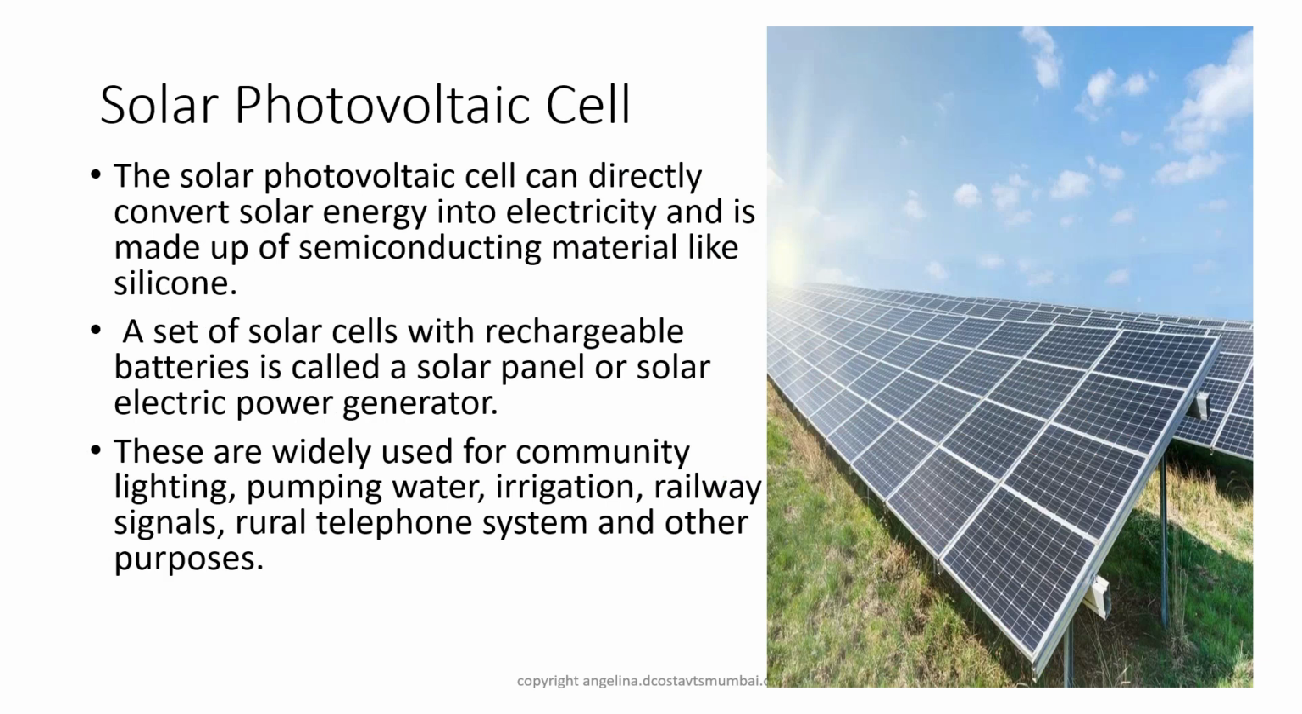So how is this solar energy harnessed? One way is through solar photovoltaic cells. The solar photovoltaic cells can directly convert solar energy into electricity, and they are made up of semiconducting material like silicon. A set of solar cells with rechargeable batteries is called a solar panel or solar electric power generator. These are widely used for community lighting, pumping water, irrigation, railway signals, rural telephone system and other purposes.